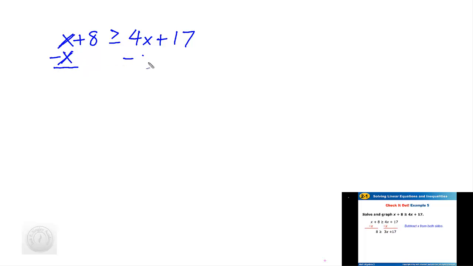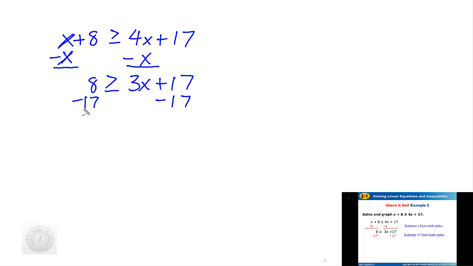We have to balance the operation, so we have to subtract x on the right side of the inequality as well. We're left with 8 is greater than or equal to 4x take away x becomes 3x, and then plus 17 comes down. To isolate the x, I'm going to subtract 17 from both sides of this inequality. 8 take away 17 becomes negative 9. Is greater than or equal to 3x. And this goes out.